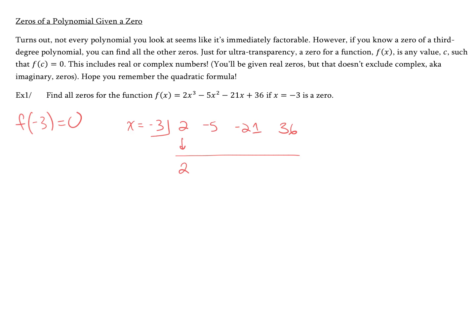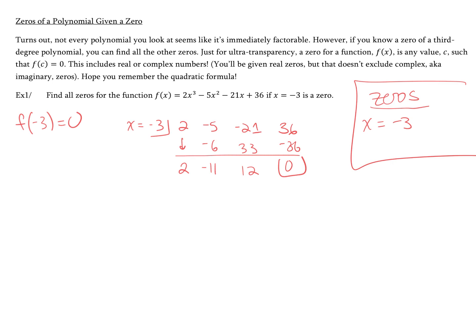We bring down the 2, times negative 3 is negative 6, added to negative 11 is negative 17, times negative 3 is 51, added to 33. When you add those together, you get 12, times negative 3 is negative 36, which adds to 0, just like it should. And the fact, again, that it is a zero is telling you the remainder is 0. So we know, I'm just going to start this answer over here, x equals negative 3. These are the zeros for the polynomial.